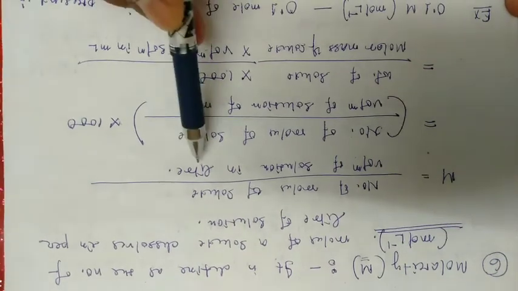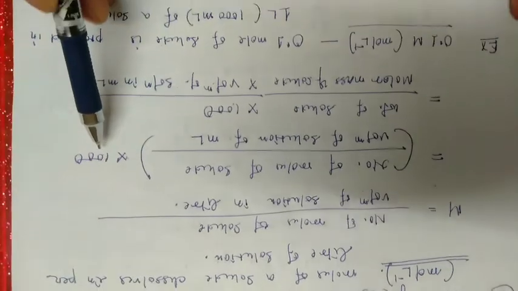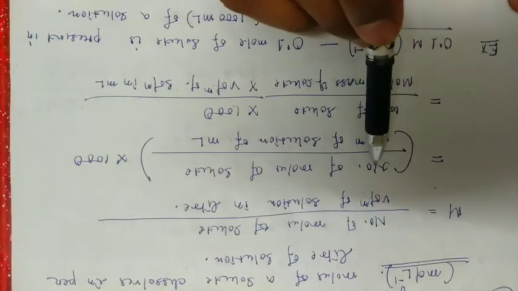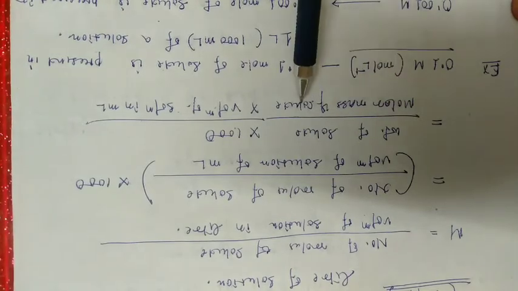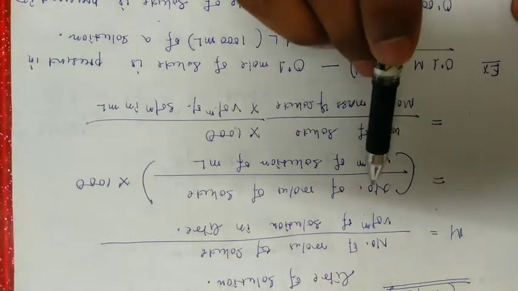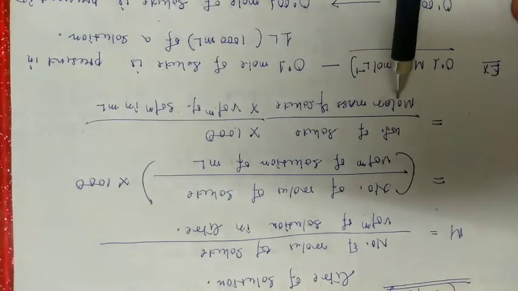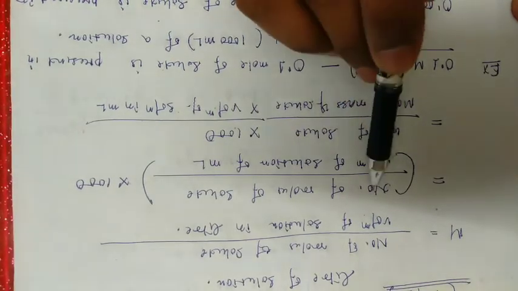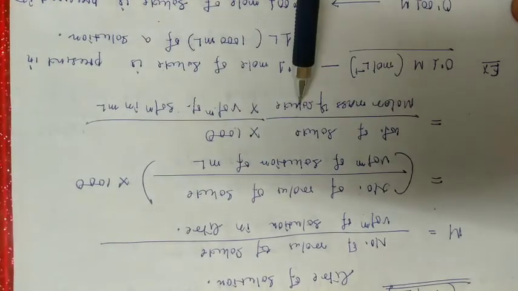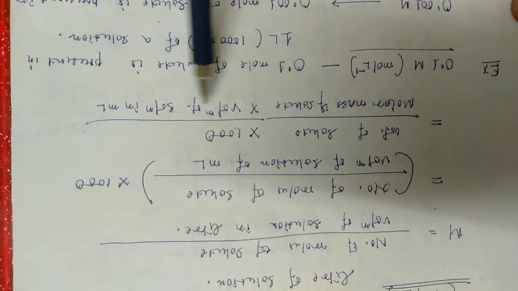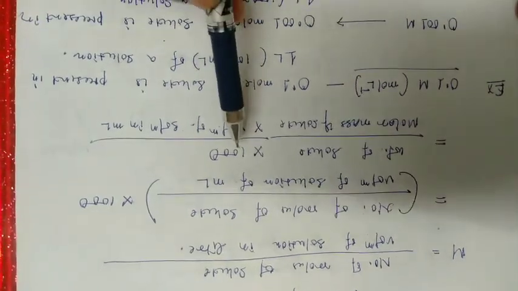If we convert liters to milliliters, then in the relation we have to multiply by 1000. So in place of the number of moles of solute we can write the weight of the solute divided by the molar mass of the solute. The number of moles of solute we can calculate by dividing the weight of the solute by the molar mass of the solute. Then the volume of solution is in milliliters, so the relation is multiplied by 1000.